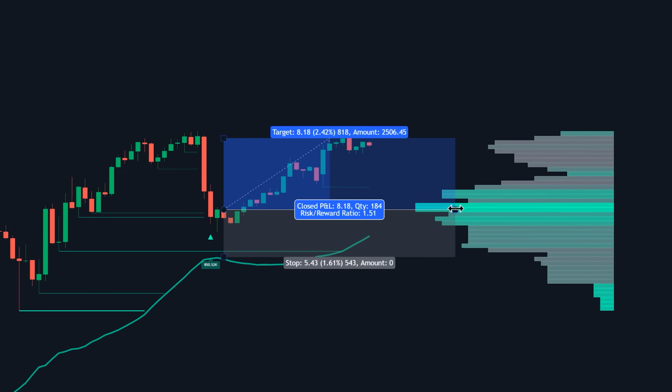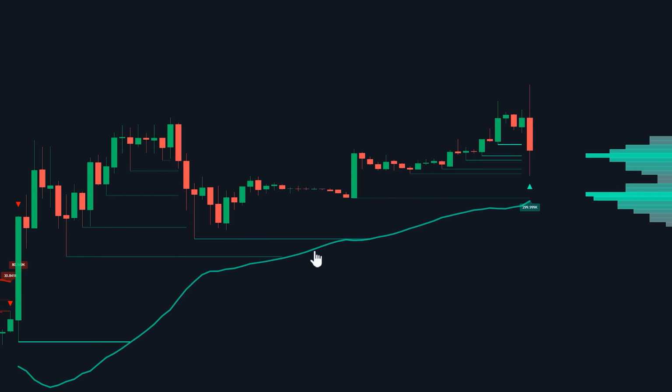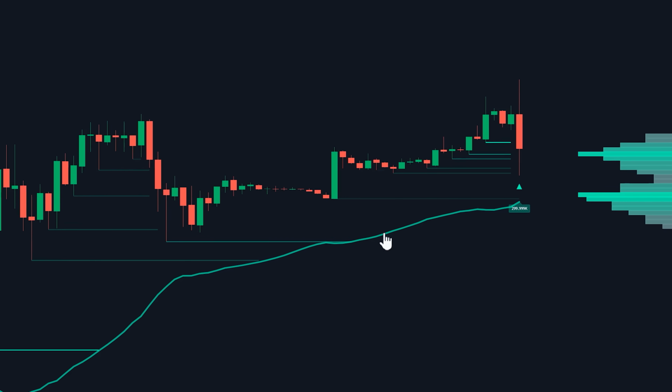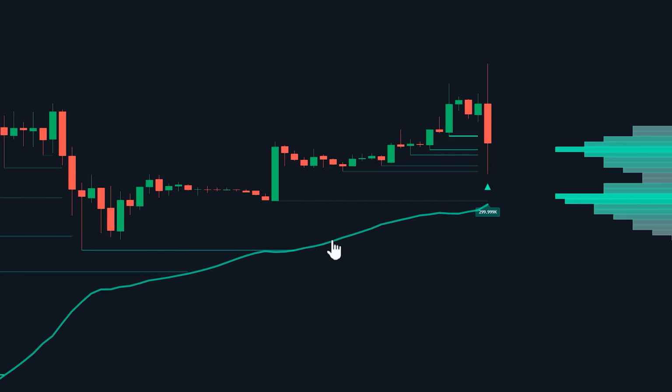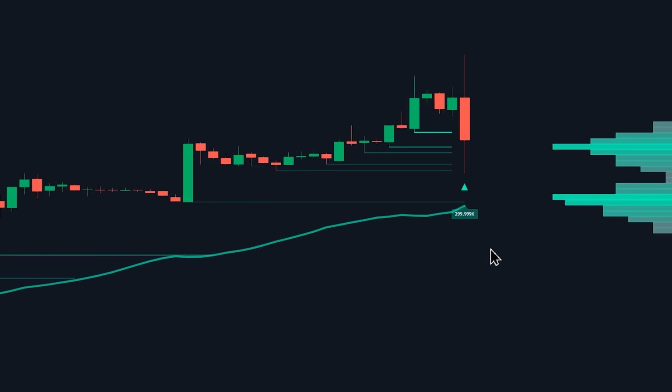and it was profitable. Now, here's another long position. As you can see, the market was bullish because the trend filter was green and the price was trading above it. Then the second condition is met because we had a major bullish liquidity sweep when the price came back down and reached several sell-side liquidity levels. That was confirmed by the upward arrow you see right here, indicating a potential upward movement.